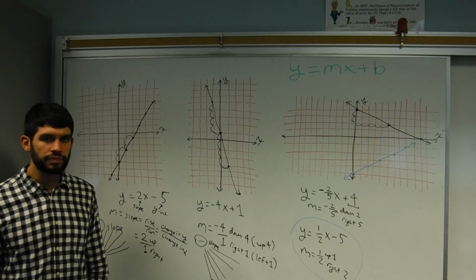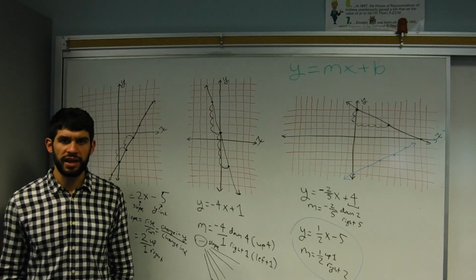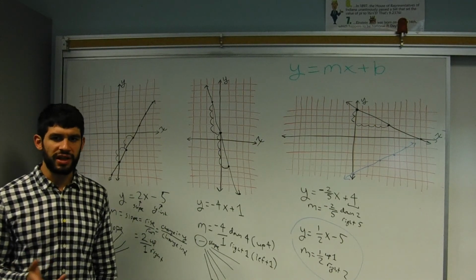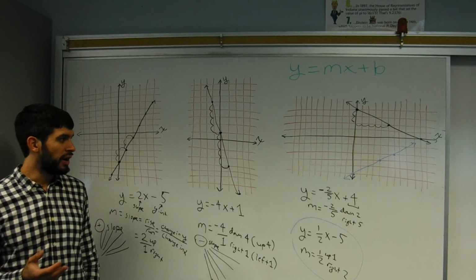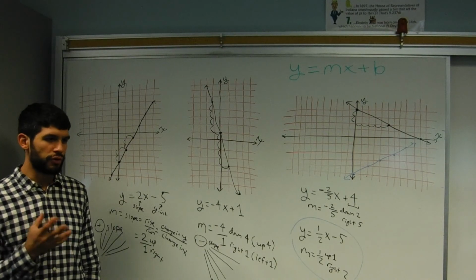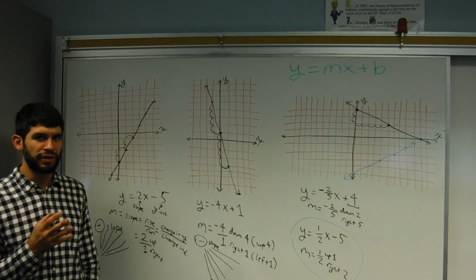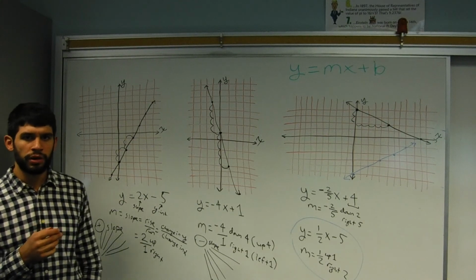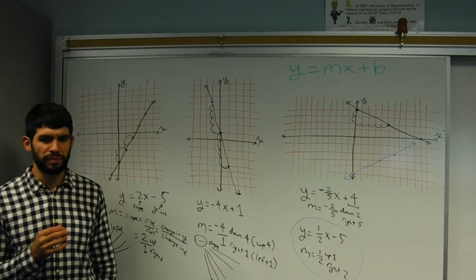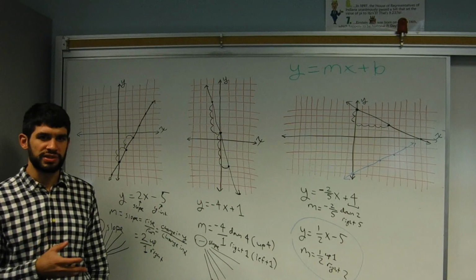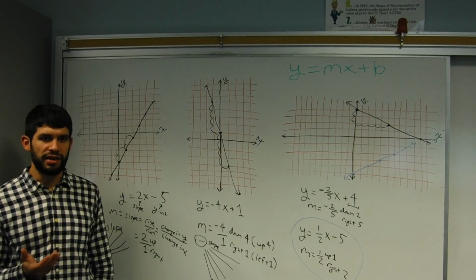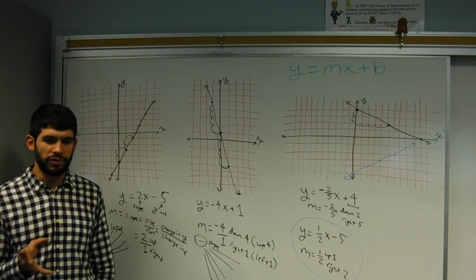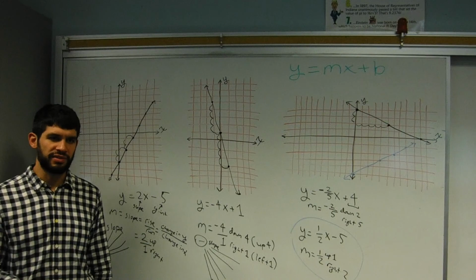So that concludes our lesson for today. In our next video lesson, I think we're going to go over a different form of a linear equation called point-slope form, which is really useful to us in other scenarios. And that's very applicable to parallel and perpendicular lines. So stay tuned for that.